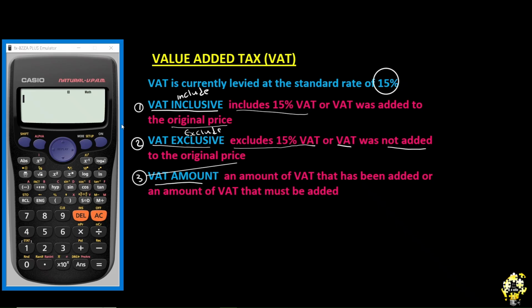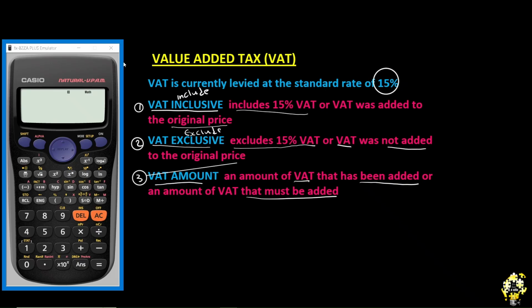Lastly, we have the VAT amount, an amount of VAT that has been added. It can be to the original price, or an amount of VAT that must be added. That means that this is an amount of VAT that must be added to the original price, or the amount of VAT that was already added to the original price. So let's make this even more simple, more understandable.